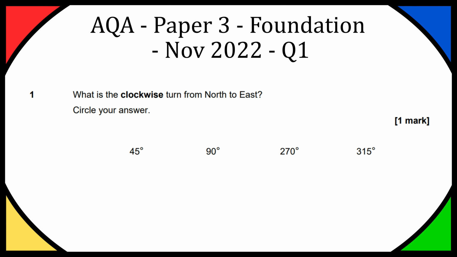Hey everyone, so we're going to be going over the question: what is the clockwise turn from north to east? Circle your answer. It's a 1 mark question and we have 4 options of 45, 90, 270 or 315 degrees. So I think the best way to explain this question is bringing up a compass.